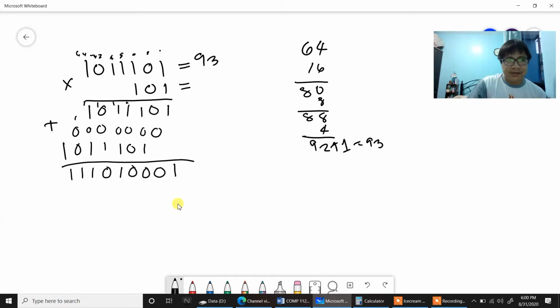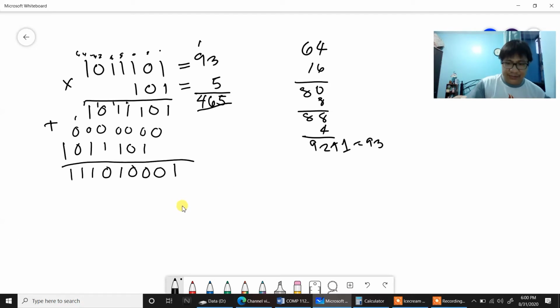Now from here, 1 then 4 is 5. So this is 1, this is 4. So 4 plus 1 is 5. Now, 5 times 3, 15. You carry 1. 5 times 9, 45, plus 1, 46. So the objective is to get 465. Okay, that's our decimal value.